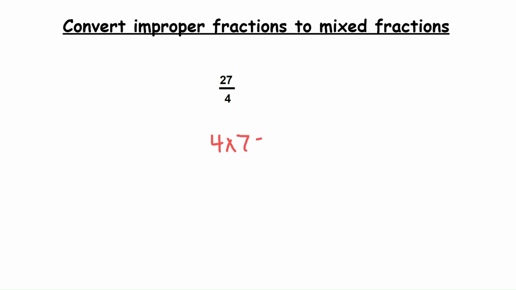Can we multiply 4 by 7? Well, 4 by 7 is 28. So that's a little bit too large. That means we need to find something a little smaller. What about 4 multiplied by 6? That's right. 4 multiplied by 6 is 24. So now we found a number that is as close to 27 as we can possibly get without going over. And that means 27 divided by 4 is 6.